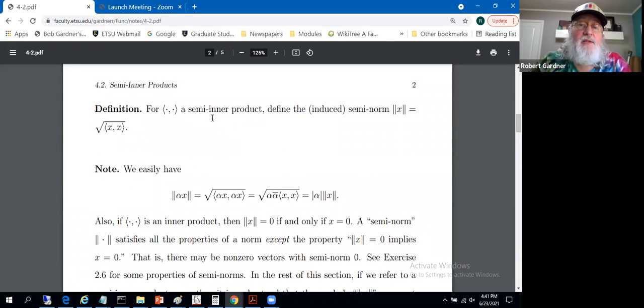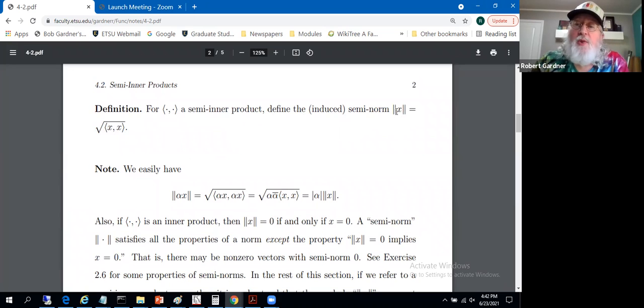All right, a semi-inner product can be used to define a semi-norm. So we need to talk a little bit about semi-norms. It's come up in passing in the book, mostly in exercises, but more on a semi-norm in a second. But in particular, inner products induce norms.